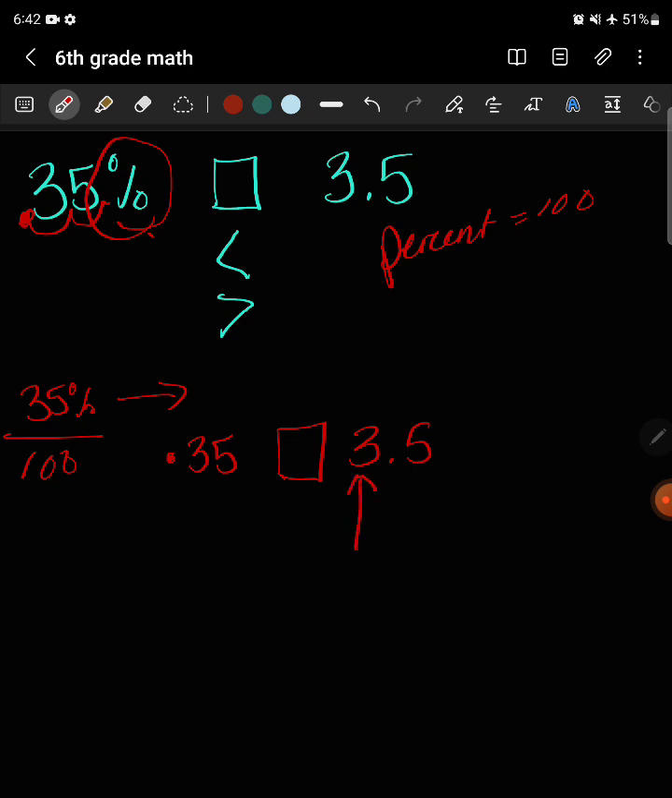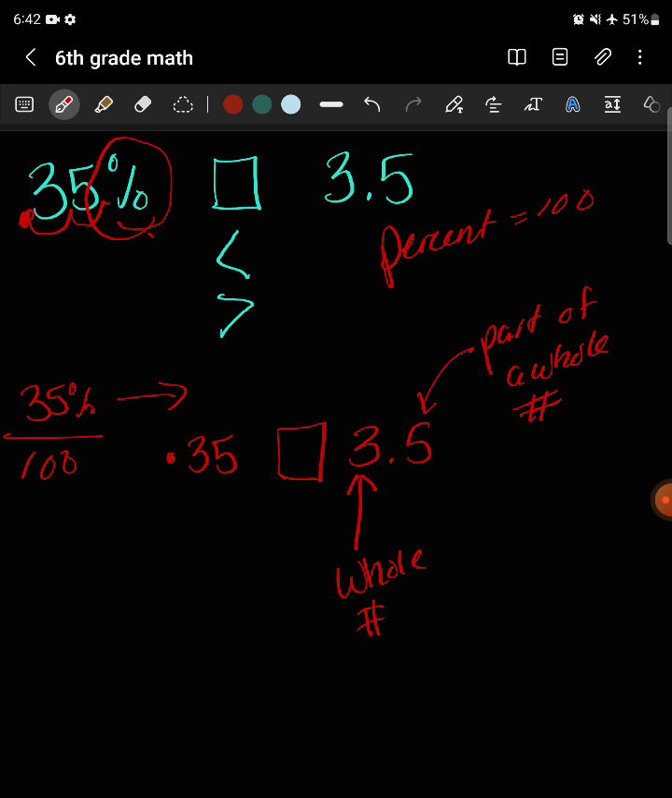This right here is a whole number. And this is part of a whole number. All right. So if I have a whole number and I have part of a whole number, I want us to look at the place values.